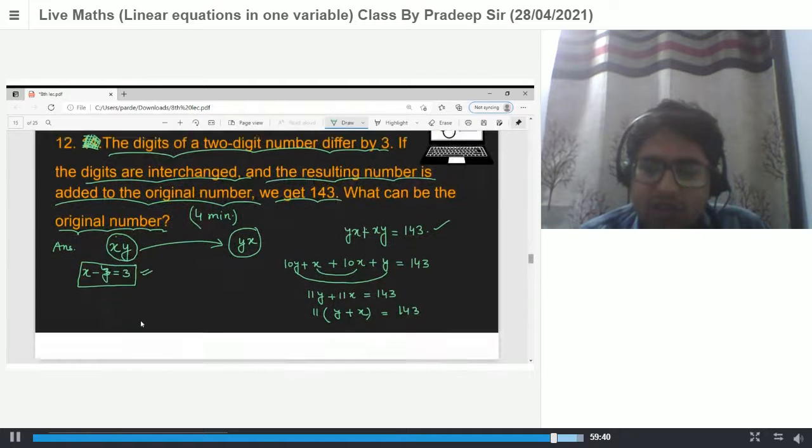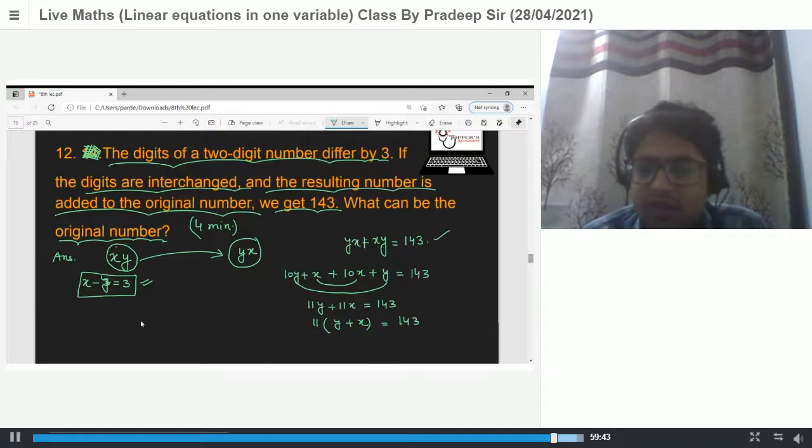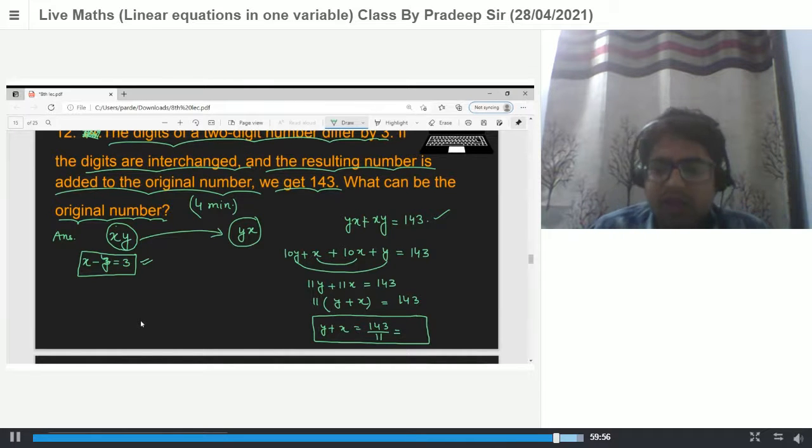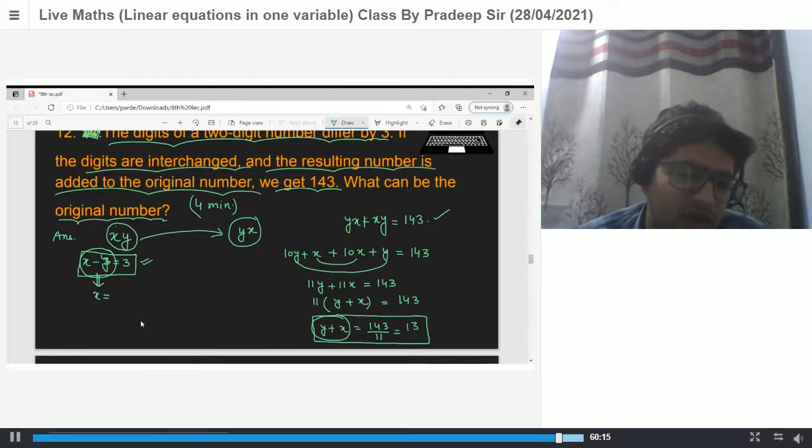If you simplify it, you will get y plus x equal to 143 by 11. What is 143 by 11? So this is 13. Now we have two equations. The first says that x minus y is equal to 3, and the second says that y plus x is 13. So from here we can say that x is equal to 3 plus y.